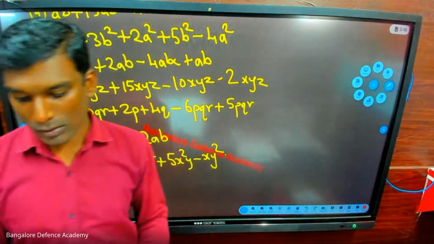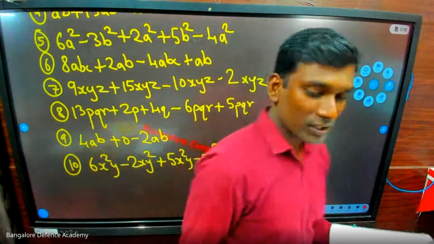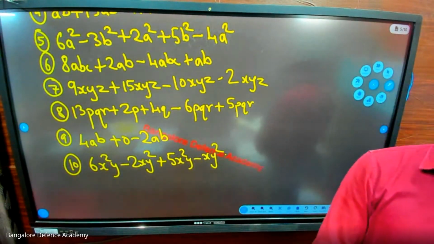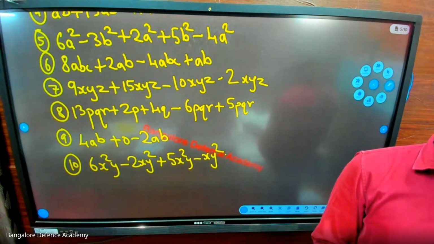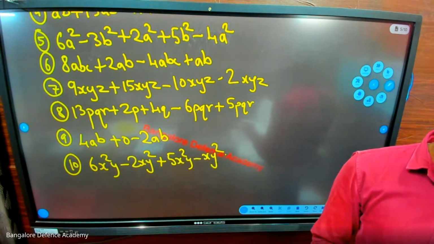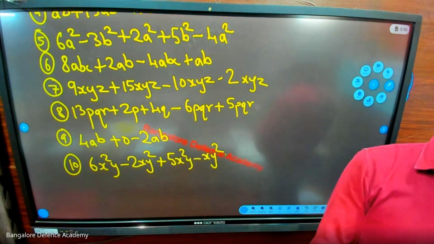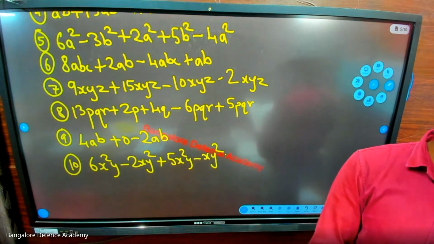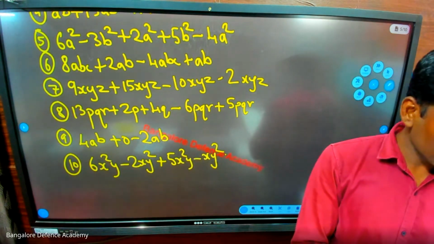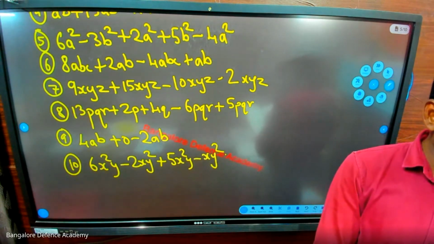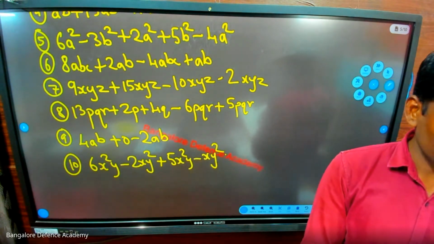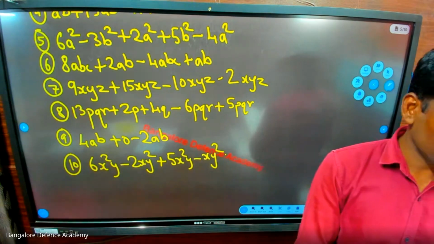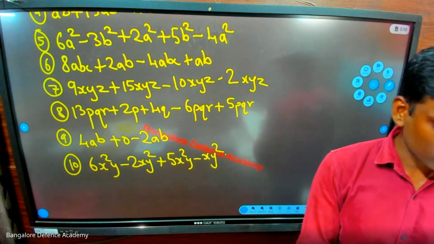Which question was the first? You want the answers? 11 B, right? Yes, tell me, just the first one. One minute. Answer? Sir, minus 15 x cube y plus x square y square minus 18 x y cube plus 9 x. Correct, next.